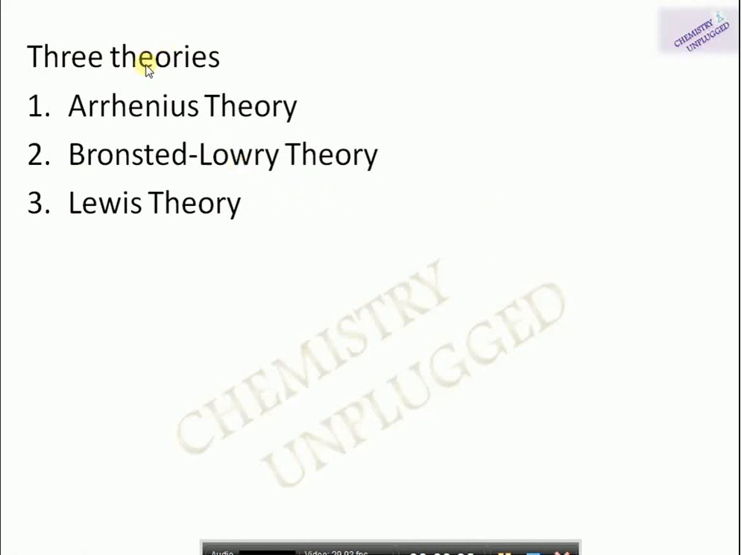There are three theories which can define the acidic and basic nature of organic molecules. First is Arrhenius, second is Bronsted-Lowry theory, third is Lewis theory. Among them, Bronsted-Lowry theory and Lewis theory are very important. According to the Arrhenius theory, an acid generates protons and a base generates OH-.